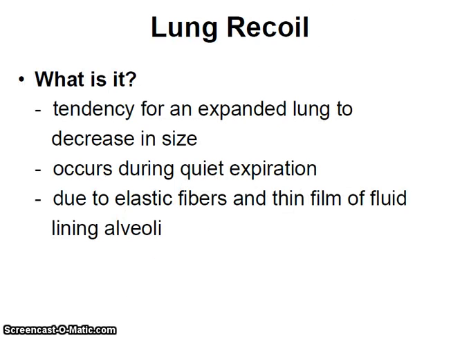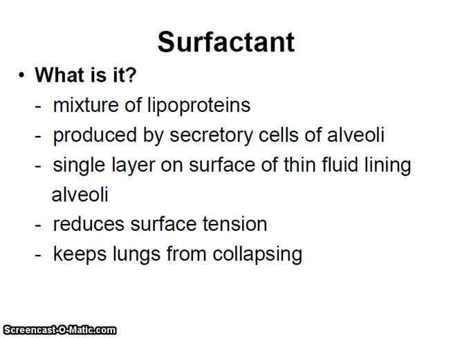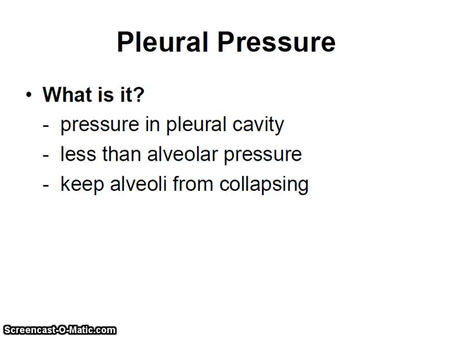Lung recoil is a tendency for elastic fiber to, as it says, recoil, and that recoil will help to push air out of the thoracic cavity. Surfactant is a fluid produced by the secretory cells of the alveoli, and it reduces surface tension or friction and helps to keep the lungs from collapsing. Pleural pressure is the pressure in the pleural cavity.